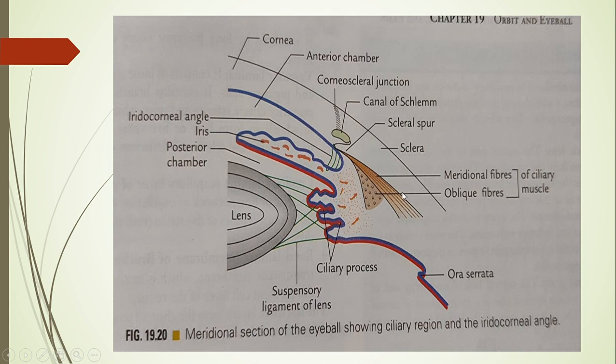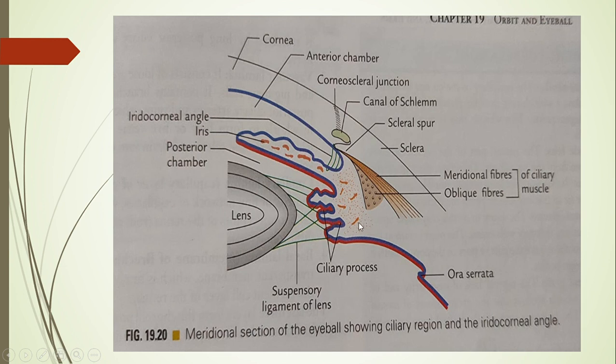Three components can be seen in the ciliary body. The ciliary ring is an outer fibrous ring continuous with the choroid. And there are the ciliary muscles. Ciliary muscles are smooth muscles, a collection of smooth muscle fibers arranged radially and circularly. The main function is to focus the lens for near vision.